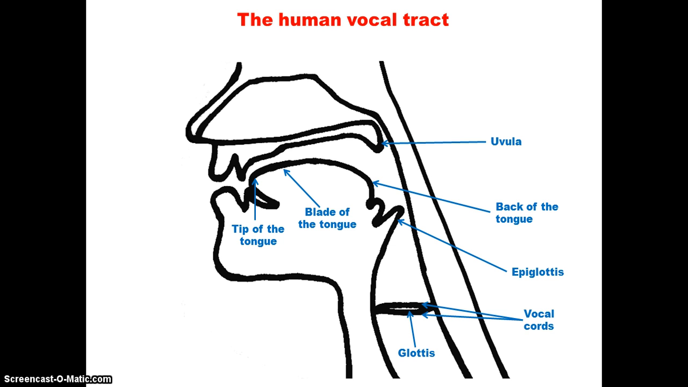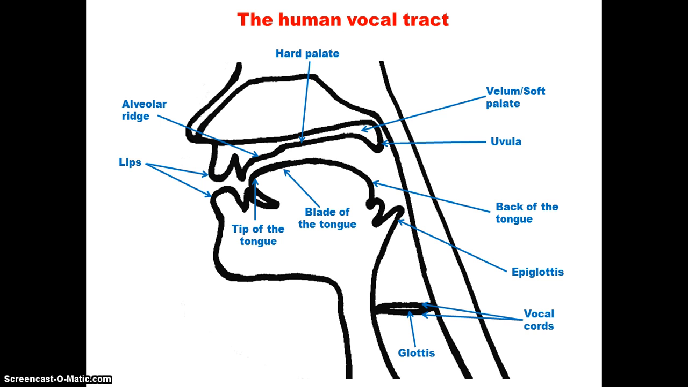We now move on to the roof of the mouth, and here we have the uvula, the velum or the soft palate, the hard palate, and the alveolar ridge. Then we have the lips and the teeth.